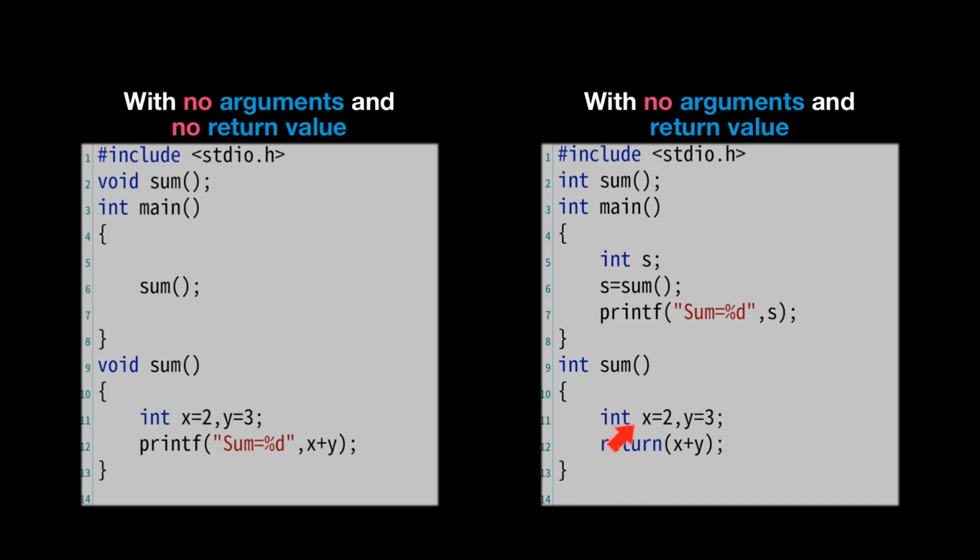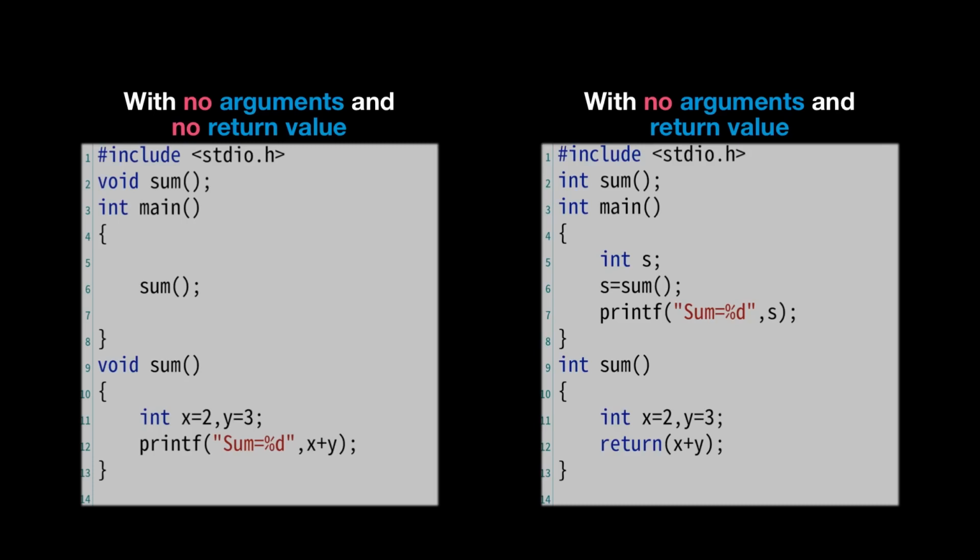On line 11, two variables x and y are created with values 2 and 3 respectively. Then on line 12, x plus y is calculated, which is 2 plus 3, 5, and this value is returned back to the function call, and that value 5 will be stored into the variable s. Next, line 7 will be executed, which is the printf statement. It prints sum is equal to 5.